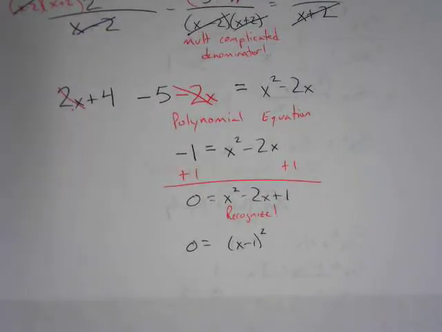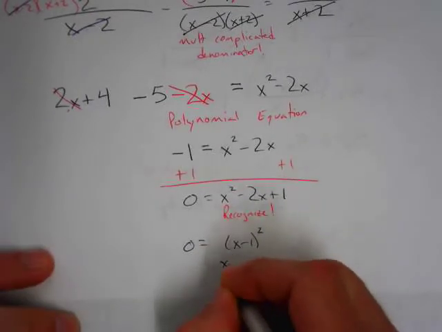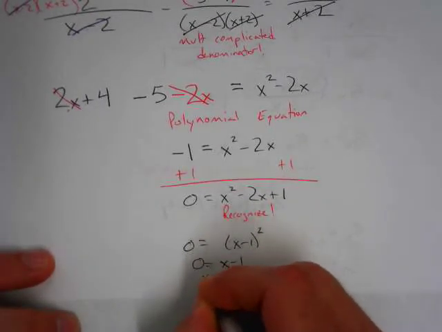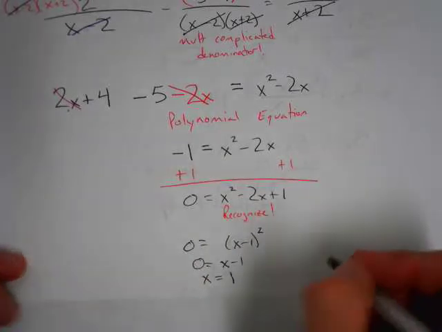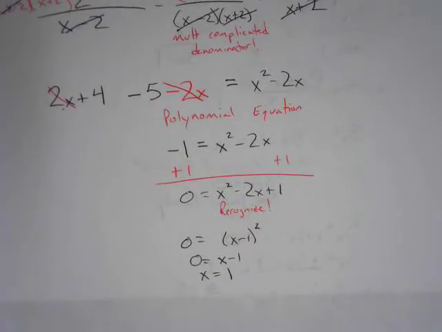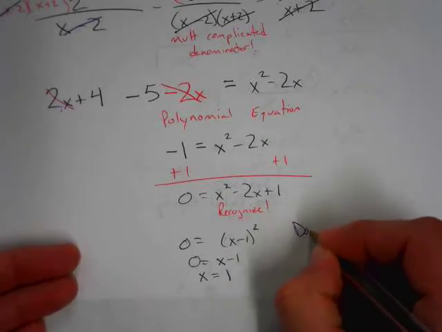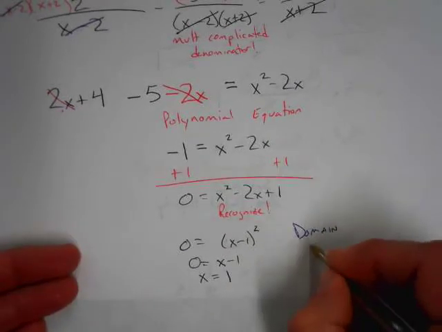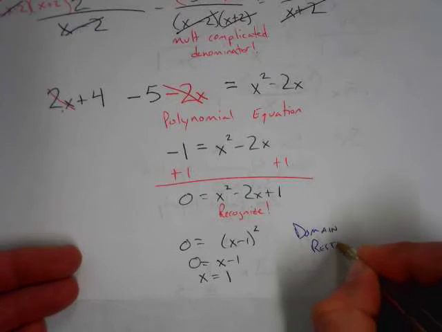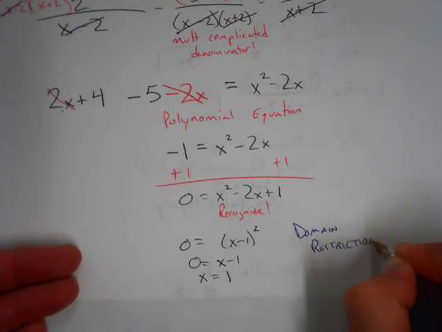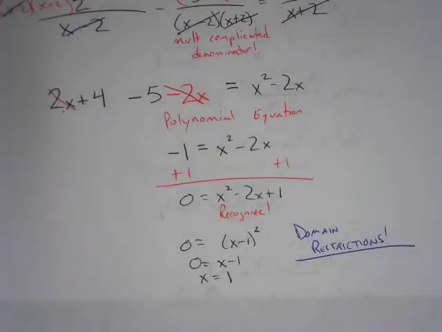So if x minus 1 squared is equal to 0, that means all we have to do is set one thing: x minus 1 equals 0. Therefore, x equals 1. But hang on. Before you go circle crazy, let's check for domain restrictions. Are there any values for x that we cannot have based off of denominators?